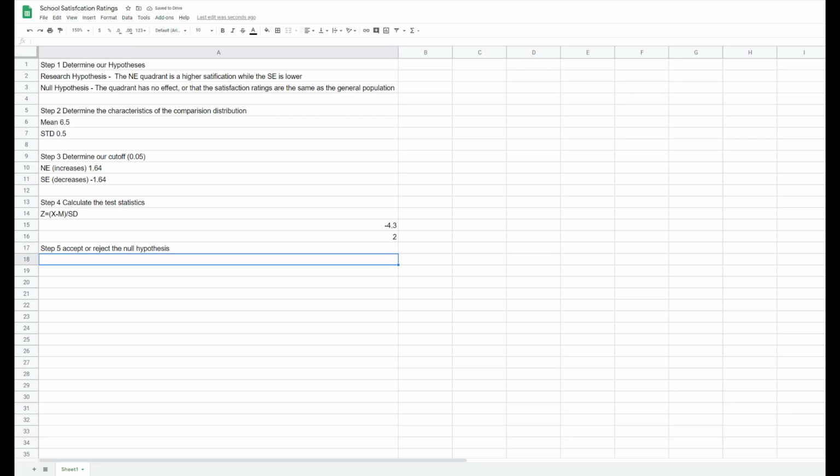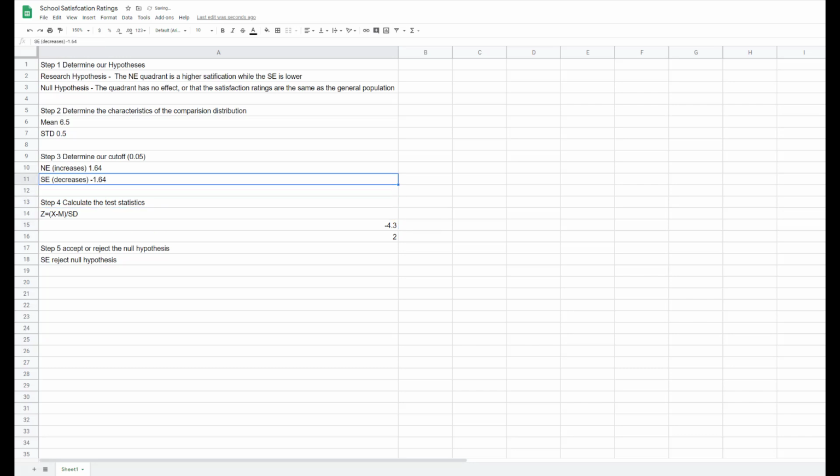All right. So now for the fifth step, I have to accept or reject the null hypothesis. So my calculated z-score for the 4.5 in the southeast quadrant is many standard deviations, a way lower than my cutoff of negative 1.64. So for the southeast quadrant, I can reject the null hypothesis. It does not seem like it was caused by random sampling alone.